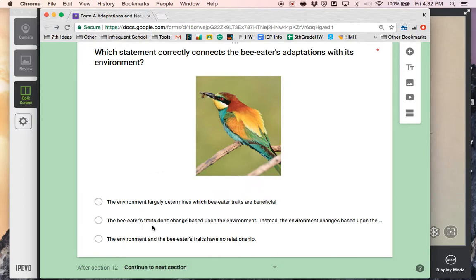Let's look at this one. The bee eater's traits don't change based upon the environment. That's not what we're talking about. We're talking about adaptations in natural selection. This is anti that. The environment changes? I don't think so. The environment's not going to change because of this bird. The bird is going to need to change because of the environment. But this one, the environment and the bee eater's traits have no relationship. We have not discussed that at all. Sorry.